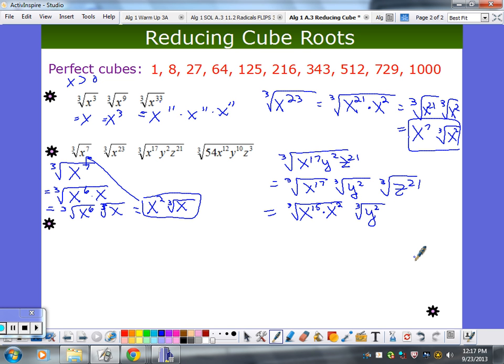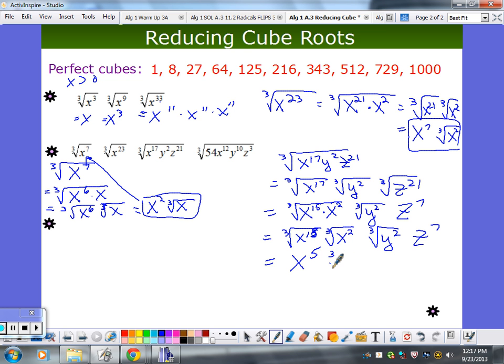And let's look at this one. Cube root of z to the 21st power is z to the 7th power. 21 is divisible by 3, so that's a perfect cube. All right, we're getting closer. Let's split this guy up. Cube root of x to the 15th times cube root of x squared. We already said there's nothing we can do with that. Z to the 7th is already reduced. Cube root of x to the 15th, what's that going to be? X to the 5th power.